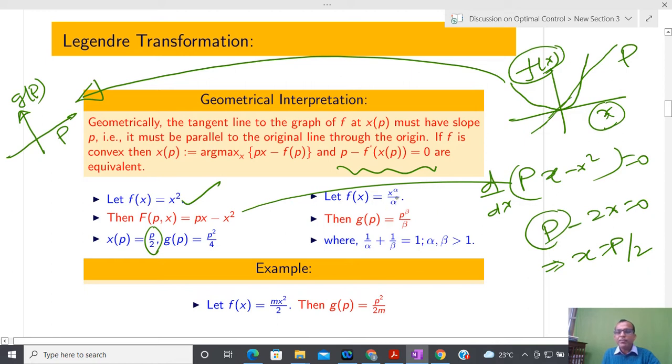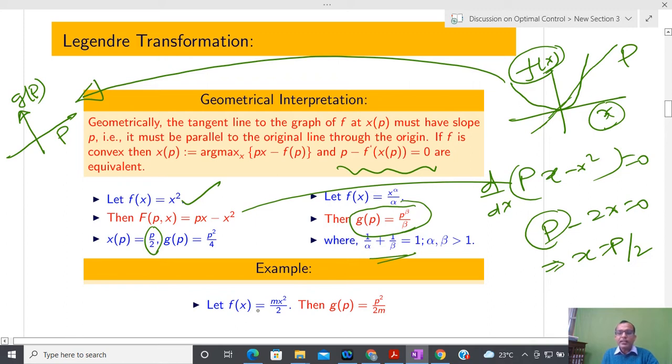Okay, now suppose I have this kind of function, x to the power alpha. It is possible to show, now please do it by yourself, that again you can write px minus x to the power alpha, and after that again you can calculate the derivative with respect to x. And then it is possible to show that after the Legendre transformation, g(p) can be given by p to the power beta, where alpha and beta are related like this. Okay, so please do this kind of calculation by yourself.